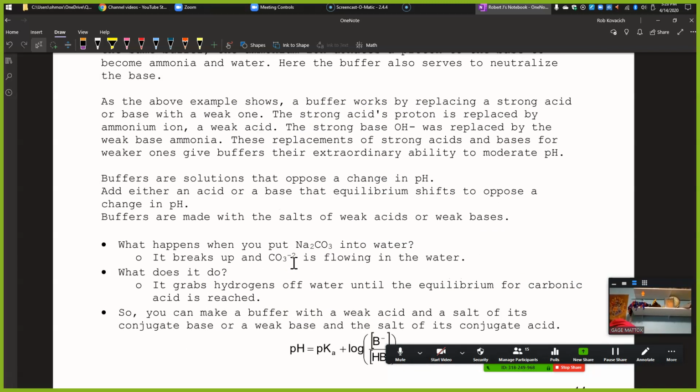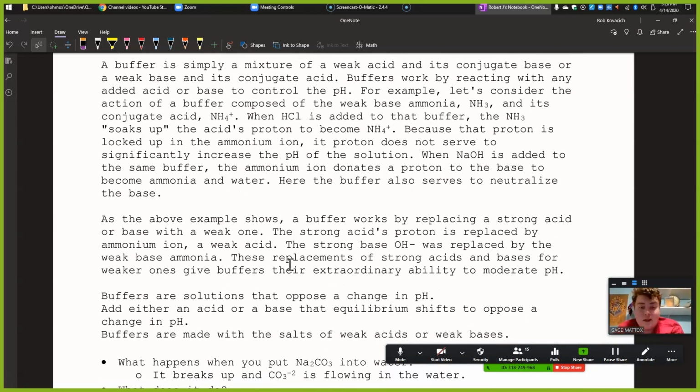So then how do we create hydrochloric acid if it doesn't want to attach? That doesn't have anything to do with what we're talking about. Okay.